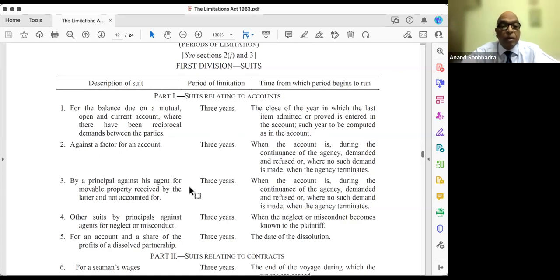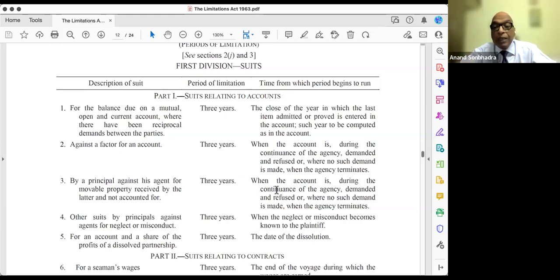That's one of them. Now let's look at the third item. If a principal has to bring a suit against his agent, by a principal against his agent for movable property received by the latter and not accounted for, the time period is 3 years. And when does the time period begin?